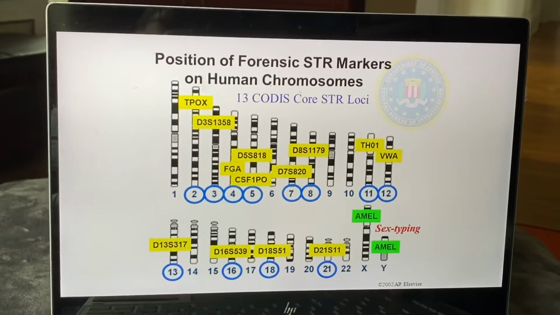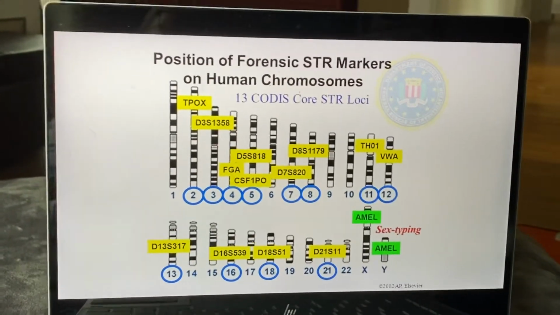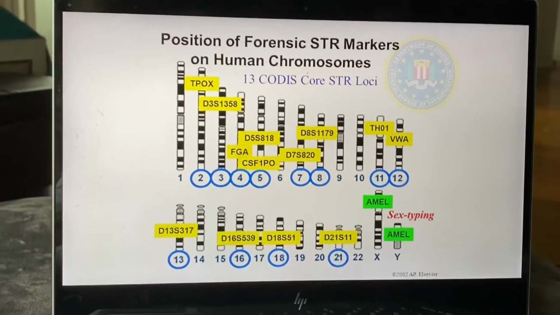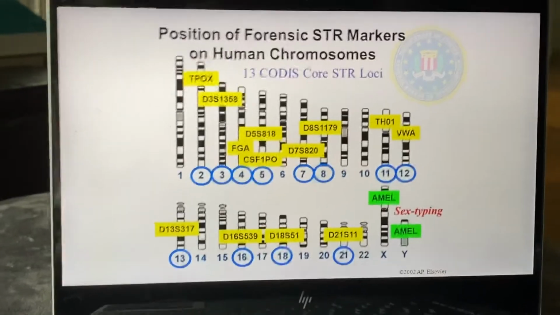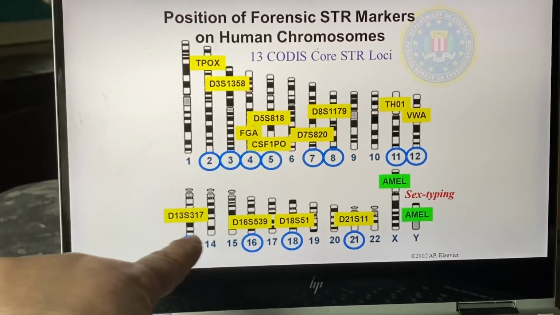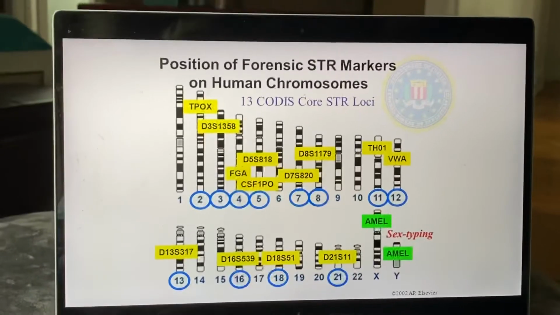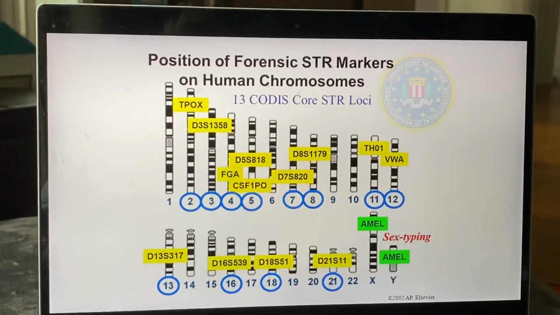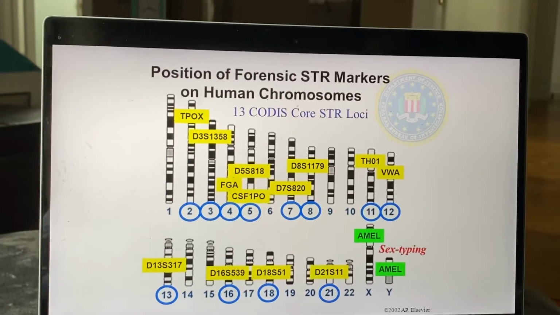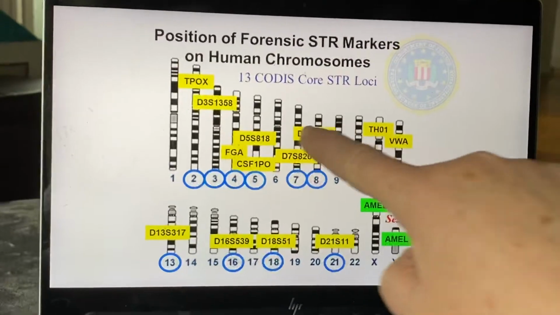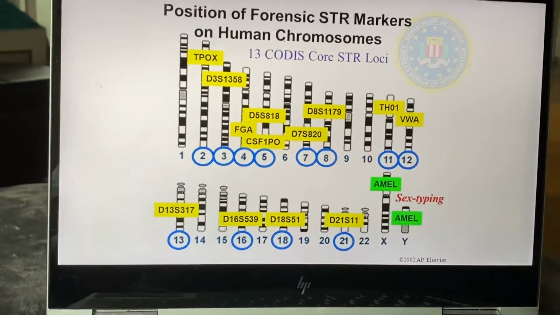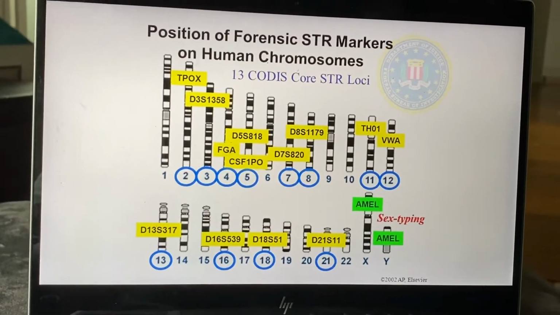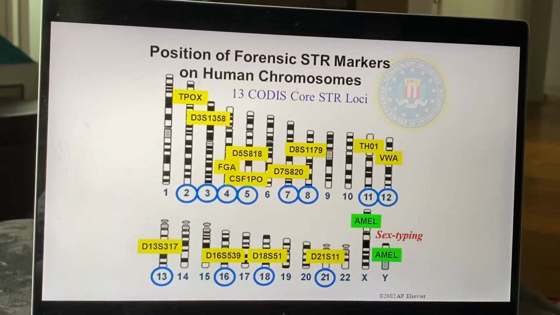So here is an example of the different markers. I know this can be a little overwhelming, but all I want you to see is that when we look at forensic markers, and they have big fancy names, you don't have to worry about those. You certainly do not have to memorize where on what chromosomes they are. What I want you to see is that the vast majority of them, except for D5 and CSF1PO, are all on different chromosomes. And that is done for a reason.